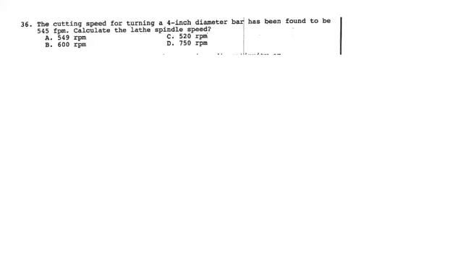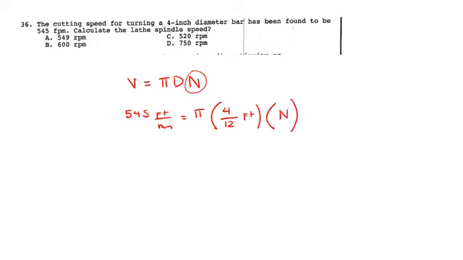Then 36. Hinahanap dito, lathe spindle speed. Syempre kapag cutting speed, V is equals to pi D N. Hinahanap natin dito is yung N. So yung cutting speed natin is 545 feet per minute is equals to pi times yung diameter natin is 4 inch, divide natin ng 12 para maging foot, then N. Maka-cancel foot. Then ang magiging N natin dito is 520 revolutions per minute. So the answer is letter C.